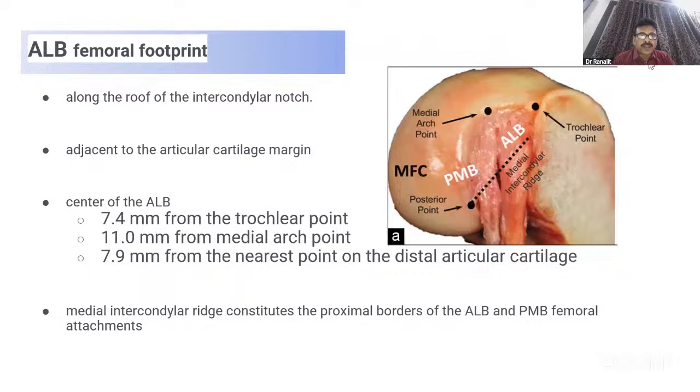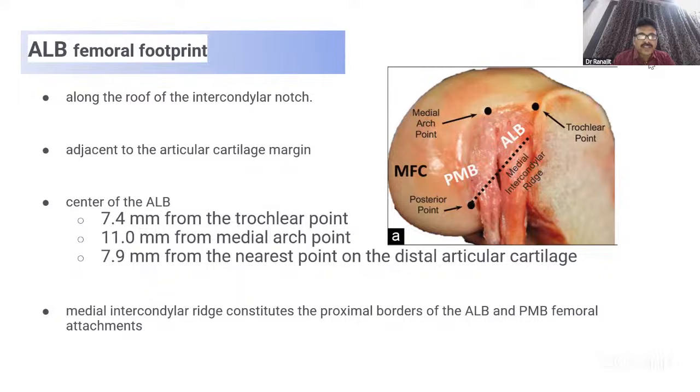So if you come to the anterolateral bundle femoral footprint, it is along the roof of the intercondylar notch. And mostly in case of single bundle reconstruction, we are much worried about this anterolateral bundle, and most of us reconstruct this anterolateral bundle.